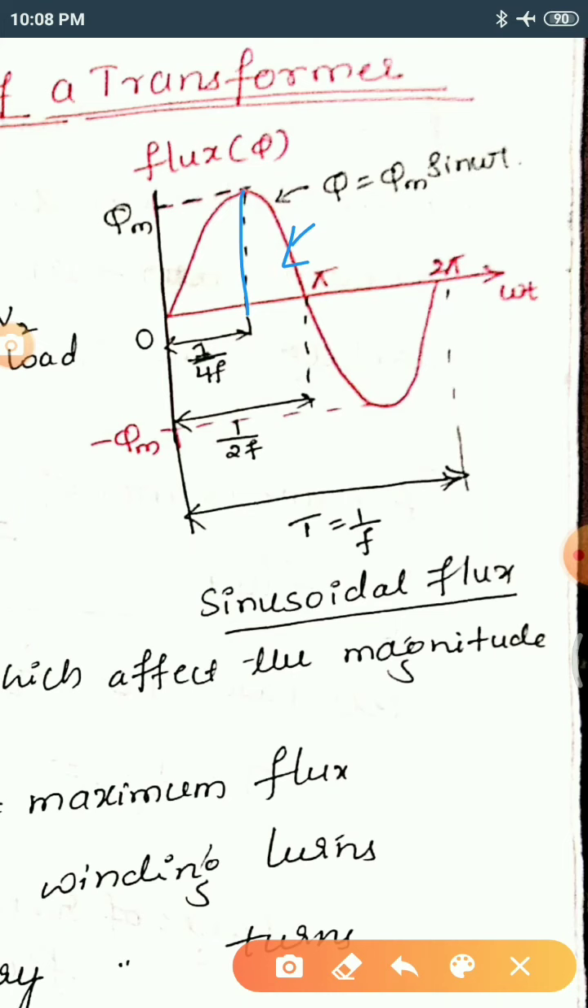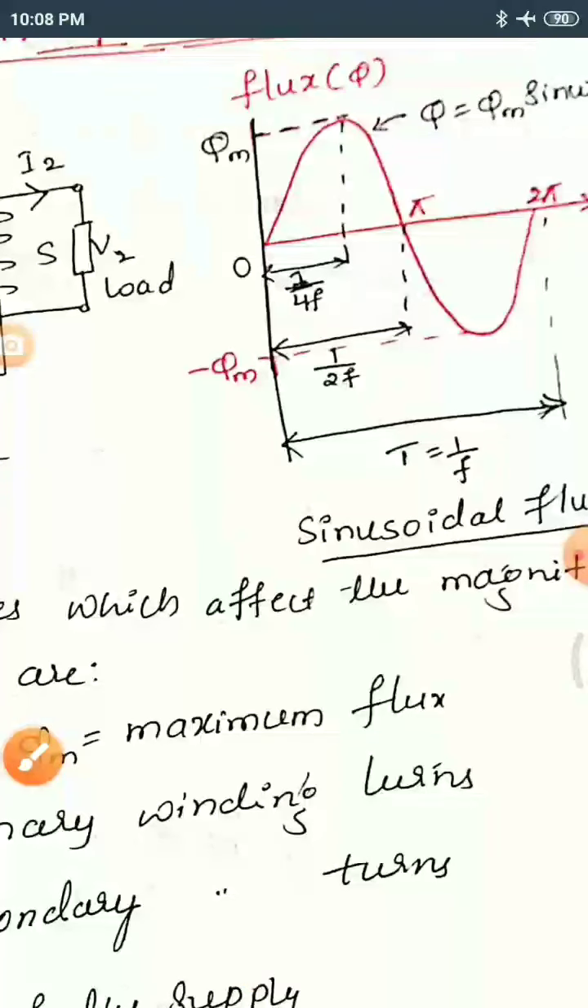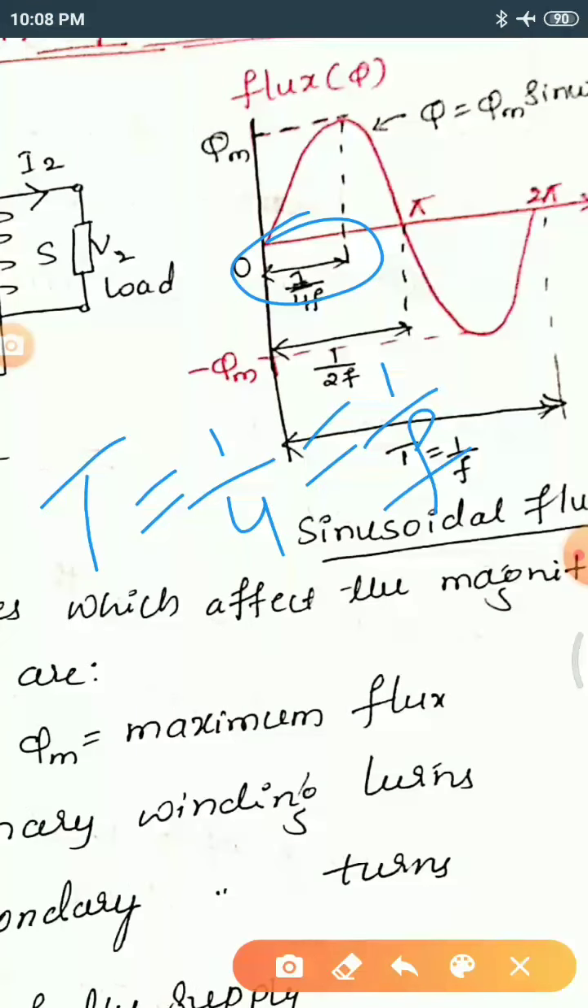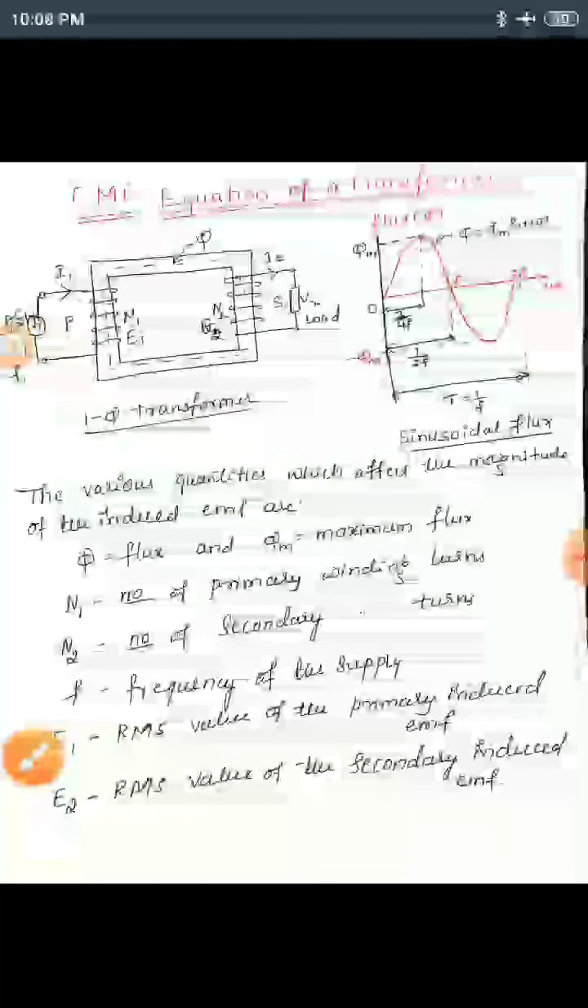Now, based on this maximum, when you get the maximum, the time period is 1 by 4f. Remember, the time period T of this is 1/4 of the cycle. Now T is equal to 1 by f, and here it is 1 by 4 of that. So therefore T is equal to 1 by 4f. The time period is 1 by 4f. That is what we require, so I have concentrated on this.